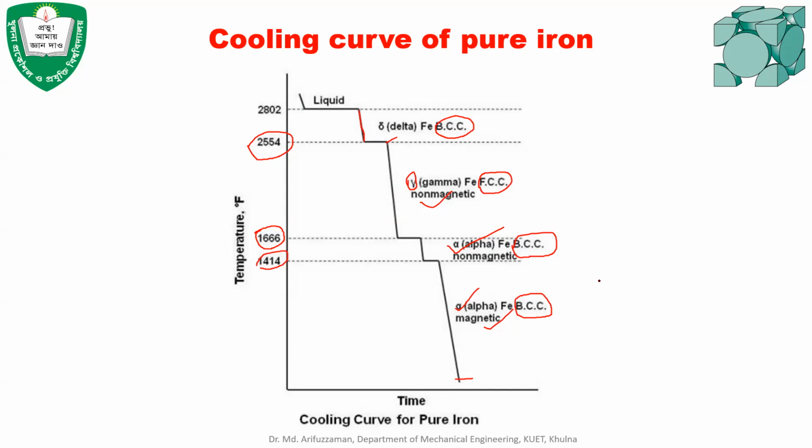Okay, any question in here? Sir, is delta non-magnetic or magnetic? Delta is also non-magnetic. It's also above the temperature 1414 degree Fahrenheit. Everything above is not magnetic. Yes, sir.